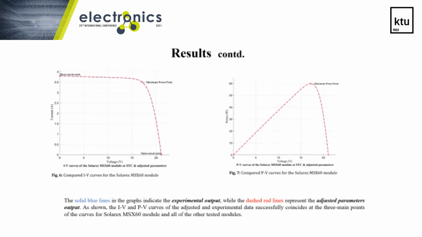Now, the compared IB curves for the Solaris MSX60 module. The solid blue lines in the graph indicate the experimental output, while the dashed red lines represent the adjusted parameters output. As can be seen, the IB curve from figure 6 and the PB curve from figure 7 of the adjusted and the experimental data successfully coincided at the 3 critical points of these curves for the Solaris MSX60 module and all other tested modules for this study.